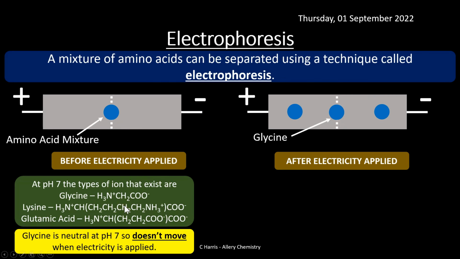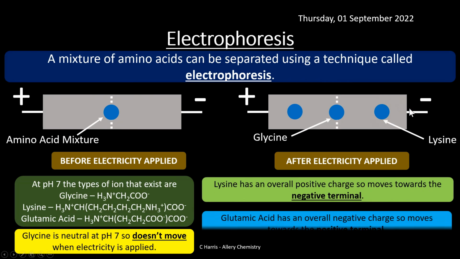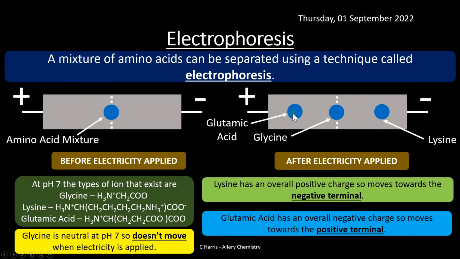Okay. Lysine, though, you can see overall has a positive charge. You've got two positives there and one negative, whereas glutamic acid has a positive and two negatives. So you could probably work this out. Lysine, there we are, has the overall positive charge, as we've seen there. So that moves towards the negative terminal. So you'll start to see lysine move across to this side. And obviously glutamic acid, which is this one here, has an overall negative charge. And this obviously moves towards the positive terminal. So really, we're just looking for the charges on here and seeing which way it's actually going to shift.